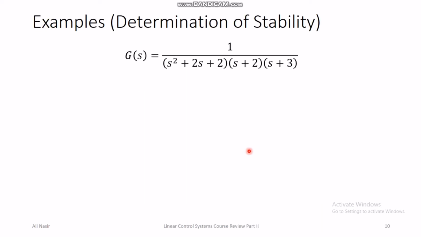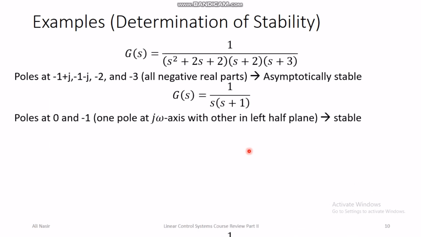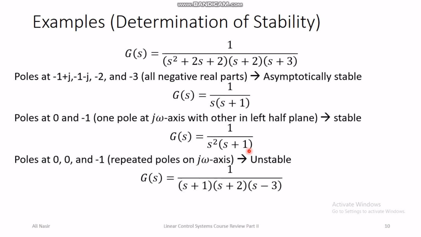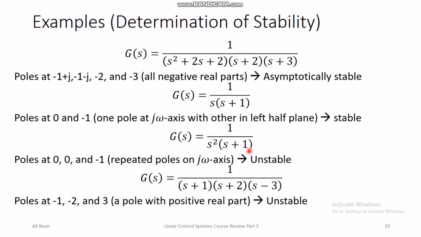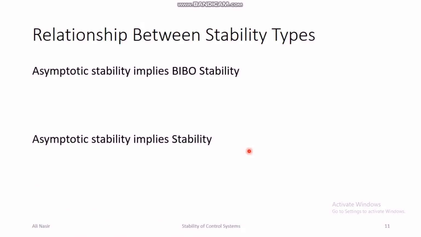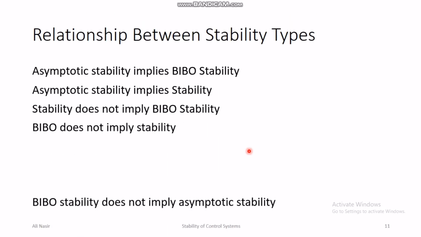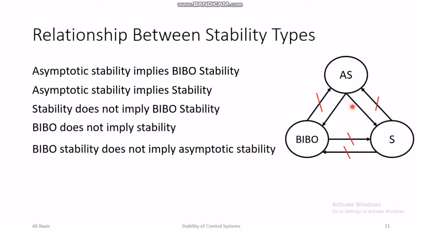Then determination of stability from the poles of the transfer function or the eigenvalues of the A matrix. And then there is a relationship between different stability types. Asymptotic stability gives information about BIBO stability and stability in the sense of Lyapunov, whereas stability in the sense of Lyapunov does not give any information about the other two. Same is the case for BIBO. BIBO does not give any information about the other two types of stability.